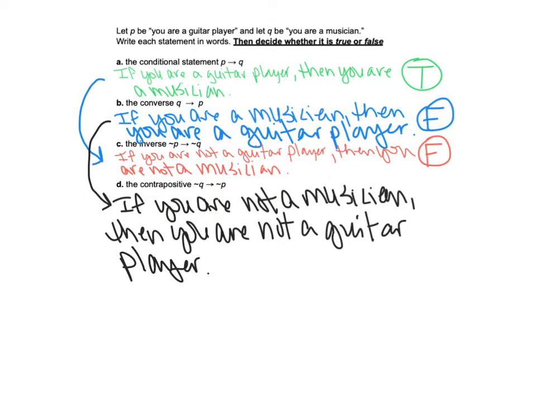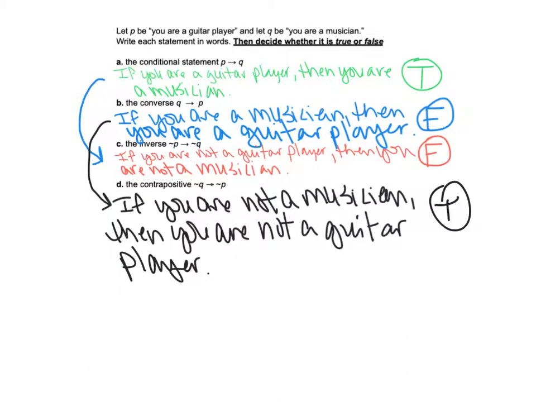If you haven't noticed already, this chapter is going to have a lot of writing. It's not going to be a lot of algebra and a lot of math type of stuff. It's reasoning, which is going to require sentences and a lot more writing than normal. So just one of those things to give you a heads up about. So if you have the contrapositive, if you are not a musician, then you are not a guitar player. If you're not a musician, that means you don't play anything. That means you're also not a guitar player. So that would be a true statement.